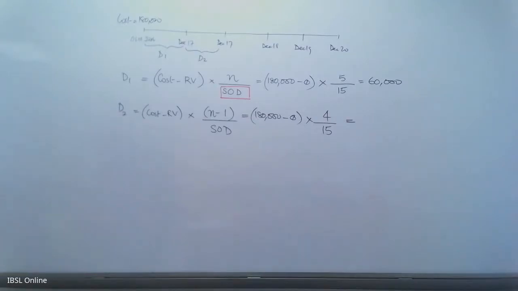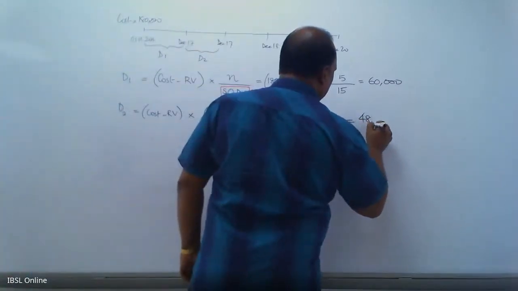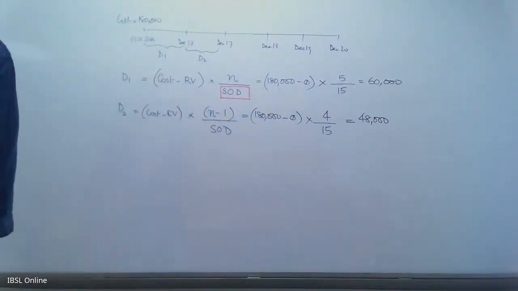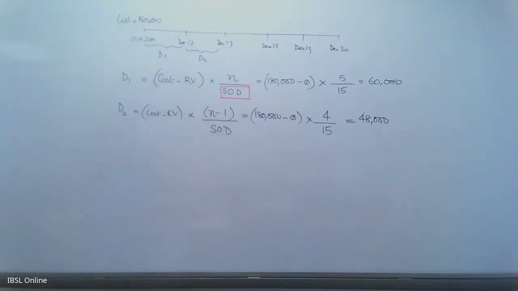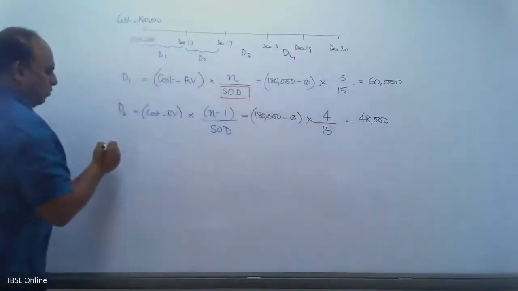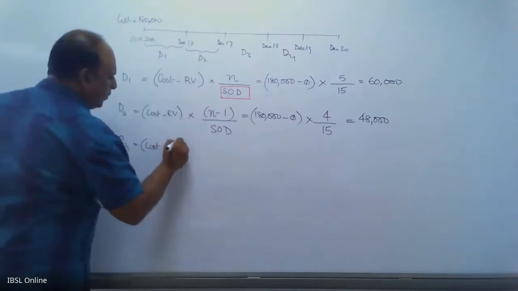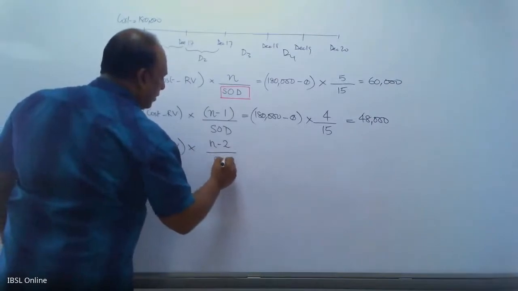How much is that now? So that will be 48,000. So likewise, if you want, you can calculate D3 also. D3, D4 likewise. What is going to change? D3 will be cost minus residual value into n minus 2 divided by SOD.